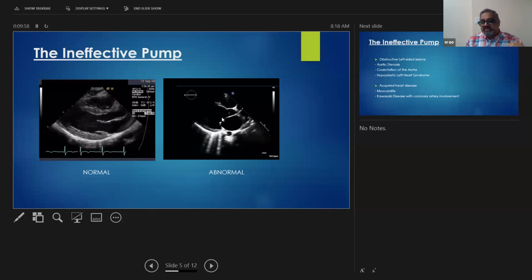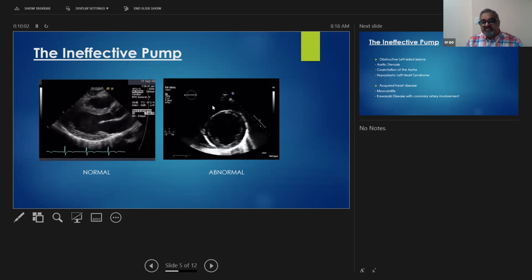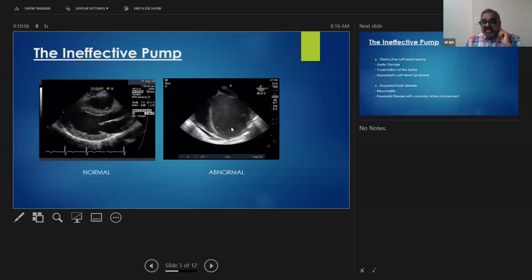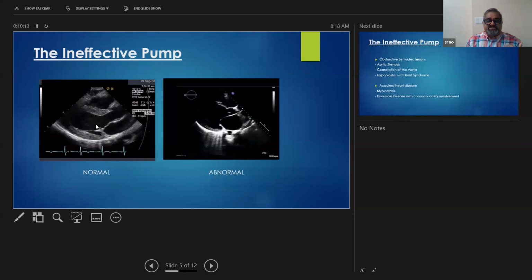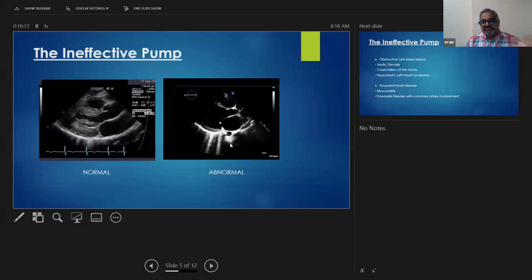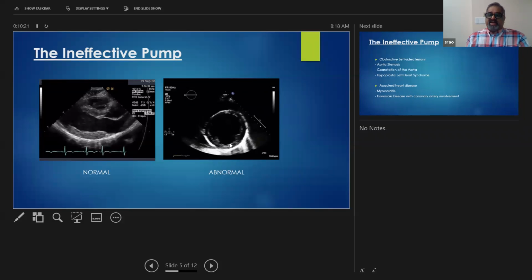This is a 12-year-old who presented with congestion in the lungs. Actually, this was in the ER a few weeks ago. This is a patient who had dilated cardiomyopathy. And so the scenario becomes very different as opposed to where you're talking about inefficient versus ineffective. Does that make sense? Okay.